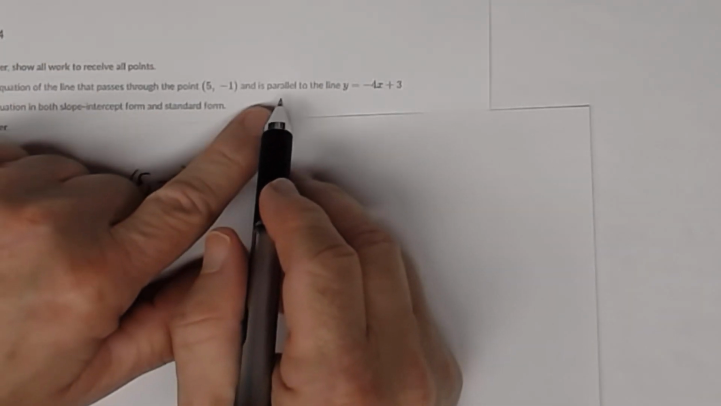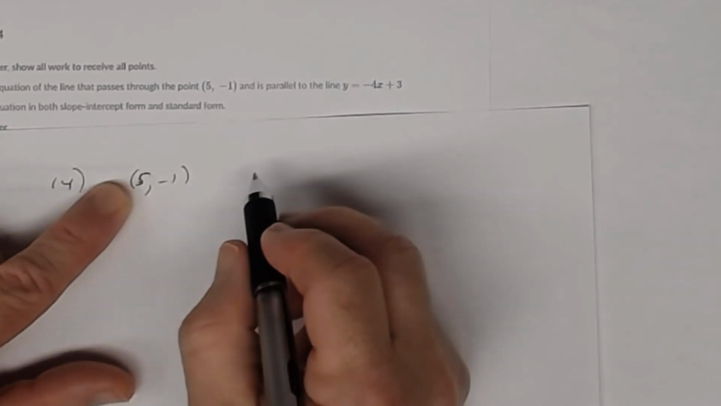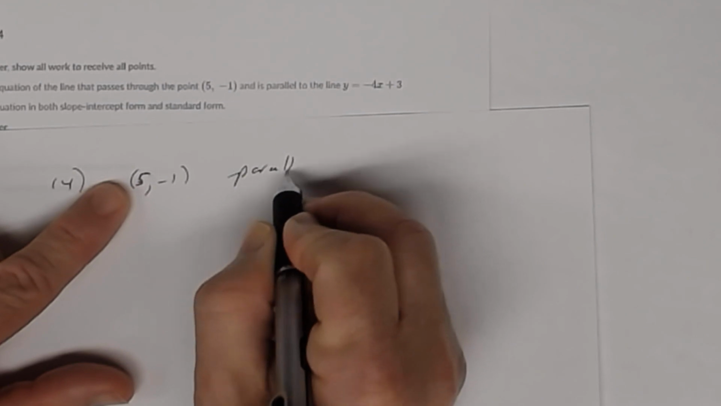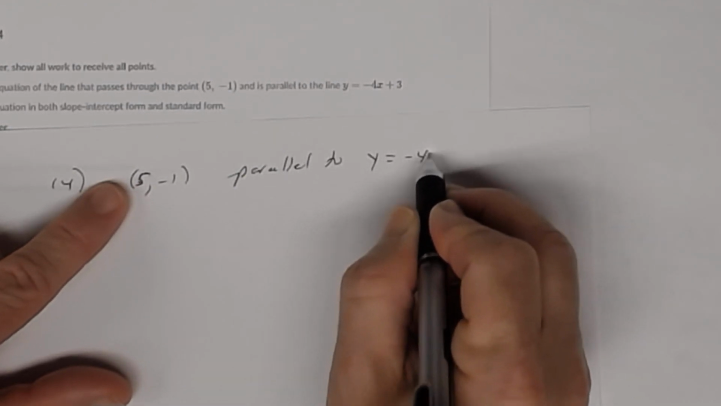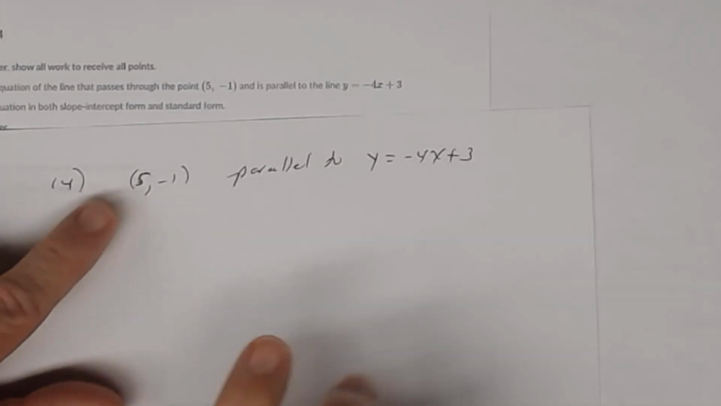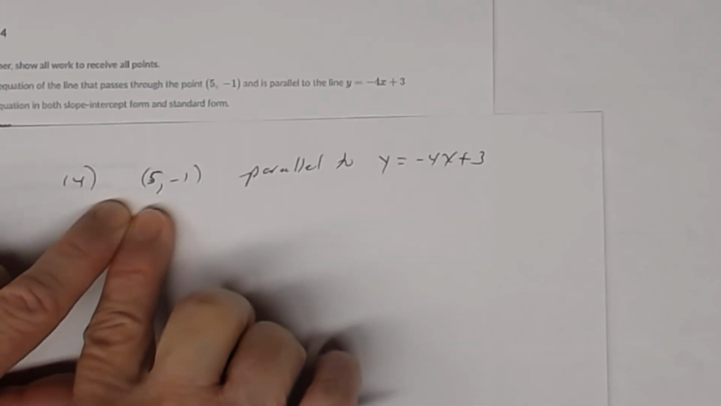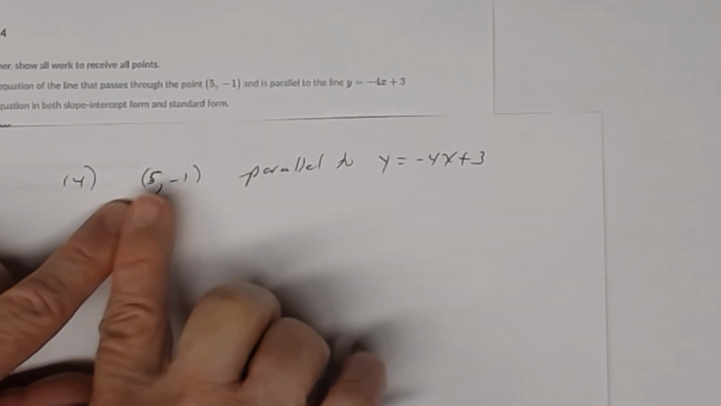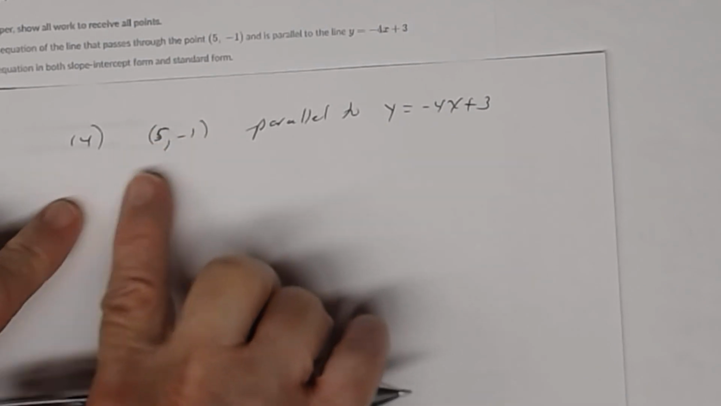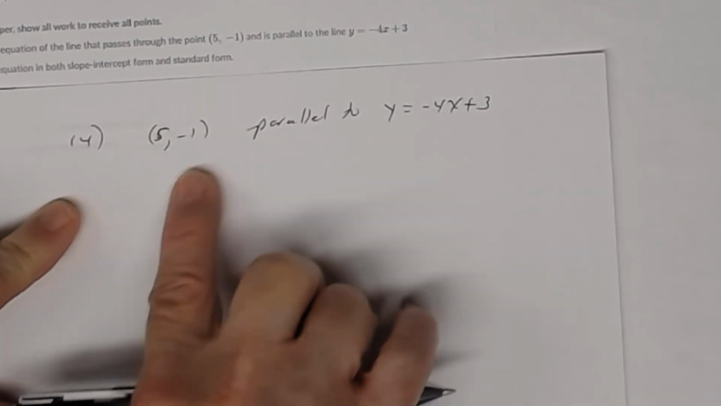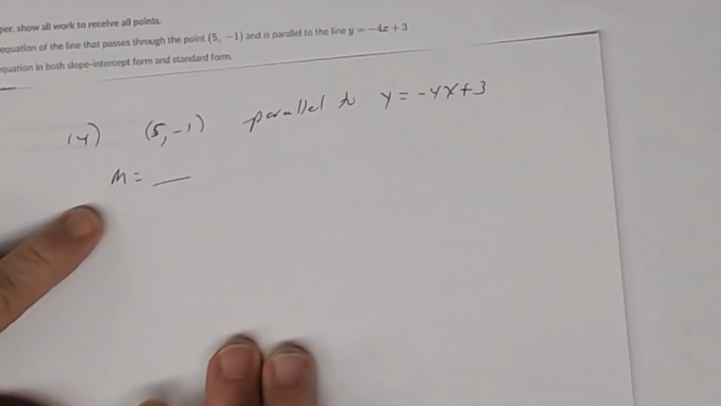Now remember, you're also told that the line that goes through this point is parallel to this line right here, whose equation is y = -4x + 3. So you're looking for the line that goes through this point. All you know is that that line here is parallel to this line. So if I'm going to find the equation of this line that contains this point, I must know the slope of that line.